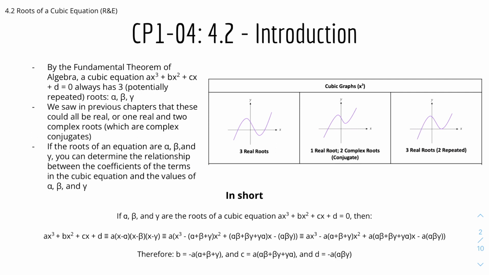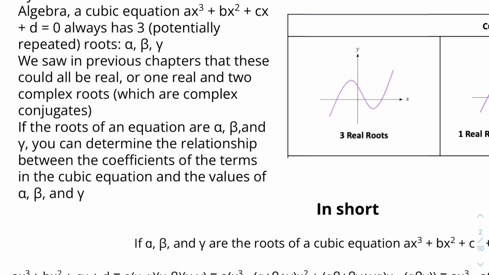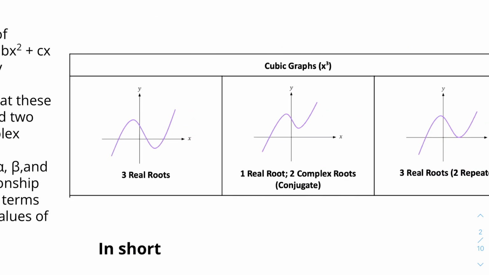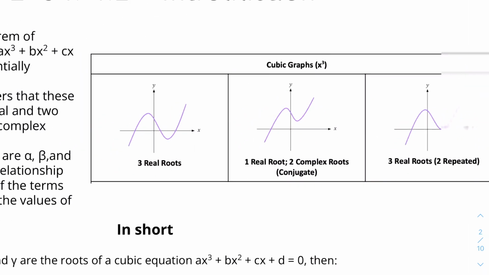And if the roots of an equation are alpha, beta, and gamma, then you can determine the relationship between the coefficients of the terms in the cubic equation and the values of alpha, beta, and gamma. So here's what I meant by the different roots. We have three possible cubic graphs. One where all the roots are real, so we have three distinct real roots. One where there's one real root and two complex roots, and one where there's one real root and two repeated roots, right here.